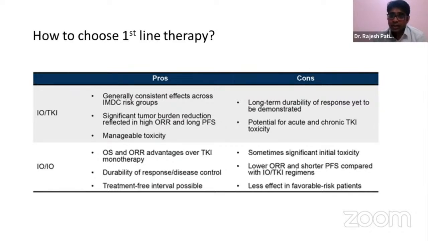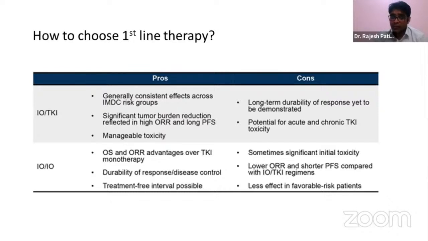What are its cons? Long-term durability of response is yet to be demonstrated, and there is potential for acute and chronic TKI toxicities. But with the immunotherapy combination, there is always the benefit of overall survival and overall response rate advantage compared to TKI monotherapy. All those patients who responded, responded for a very long time, and there is a minimal possibility of a treatment-free interval, which is not there in the IO plus TKI combination.